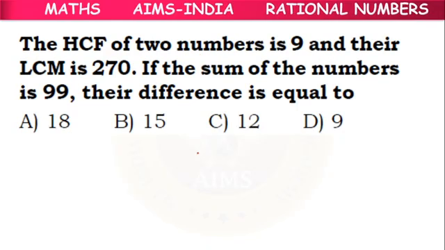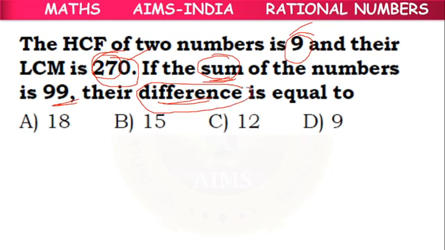Next. The HCF of two numbers is 9 and their LCM is 270. The sum of the numbers is 99. Then their difference is equal to how much? They have given the HCF of two numbers, the LCM of two numbers, and the sum of two numbers. They are asking us to find the difference of those two numbers.